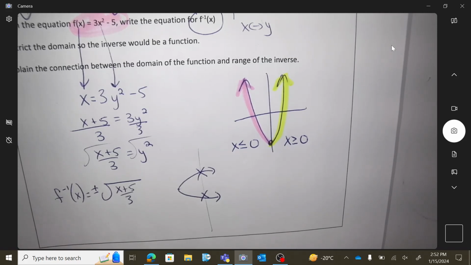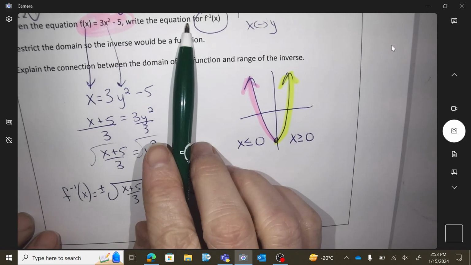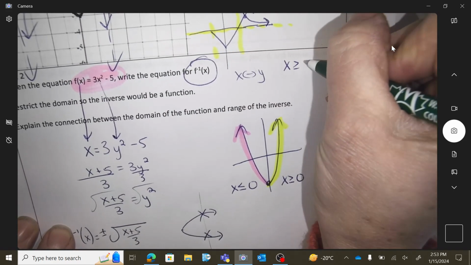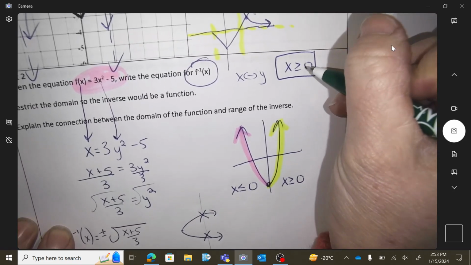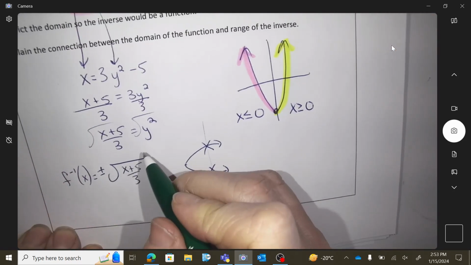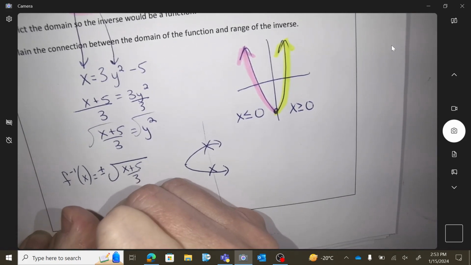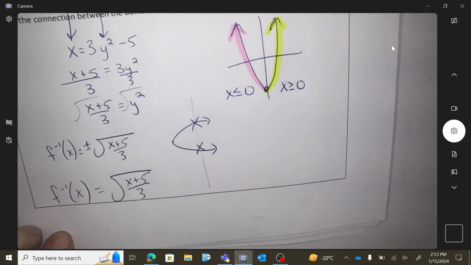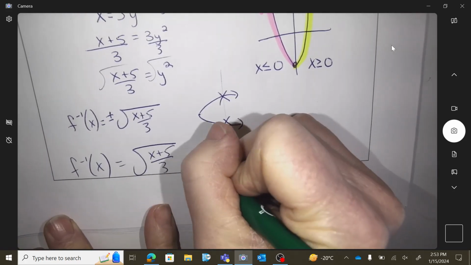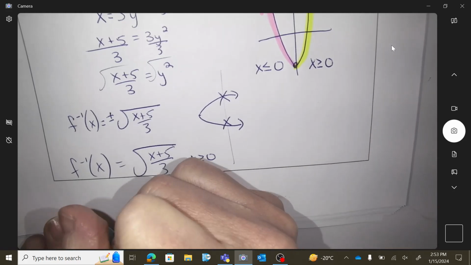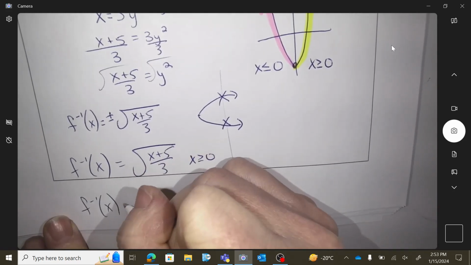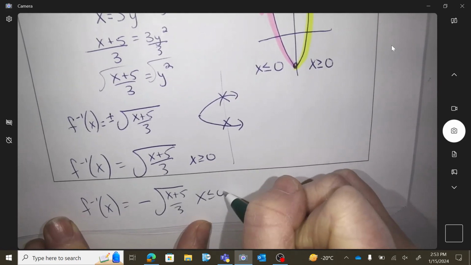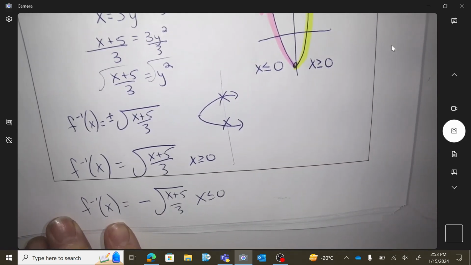So let's pretend this question said, write the equation, and then it said x is greater or equal to 0. If it said that, that means we're only doing the positive radical. If it had done the other one, we would do the negative radical.